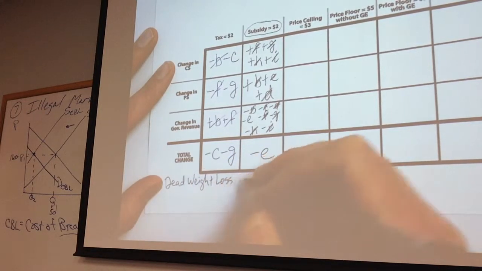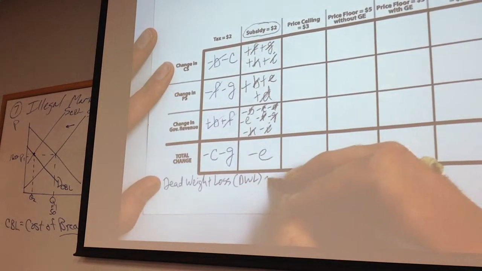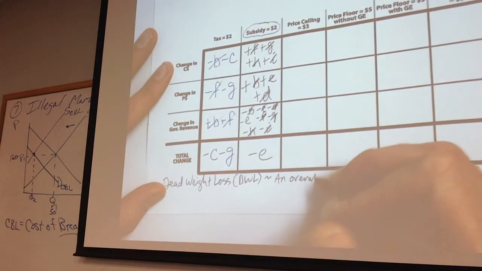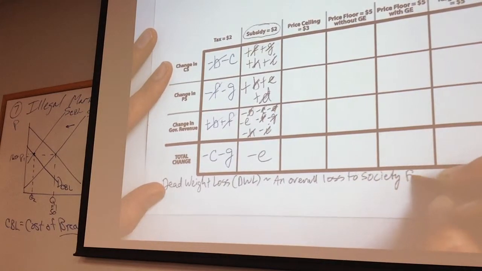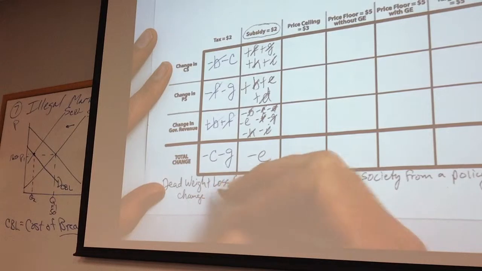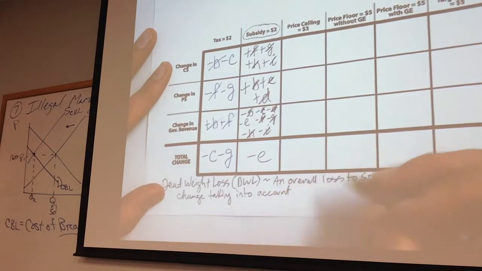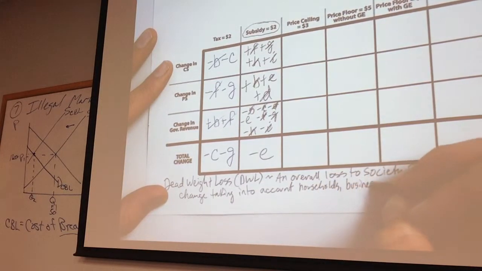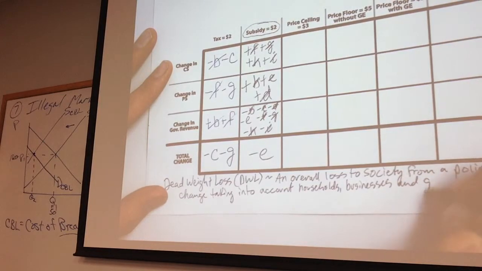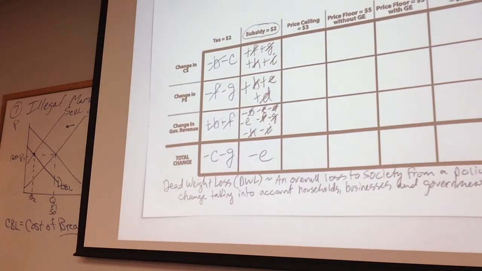A deadweight loss, we call that DWL. A deadweight loss is an overall loss to society from a policy change, taking into account households, businesses, and government. A deadweight loss.